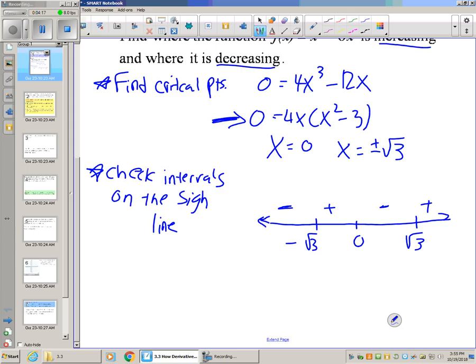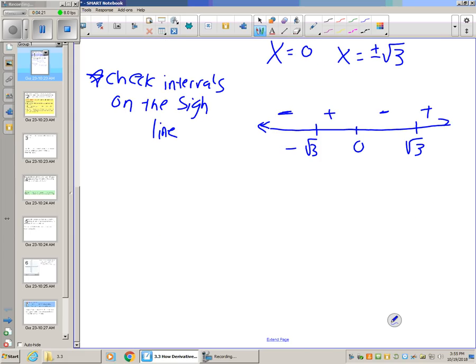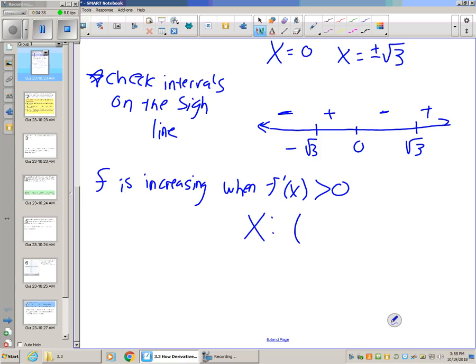So there are our intervals on our sign line where our derivative is either negative or positive. Where it's positive is where my original function is increasing. Where it's negative is where my original function is decreasing. So let's summarize that real fast. f is increasing when f prime of x is greater than 0, and that occurred at negative square root of 3 to 0, and from square root of 3 on to infinity.